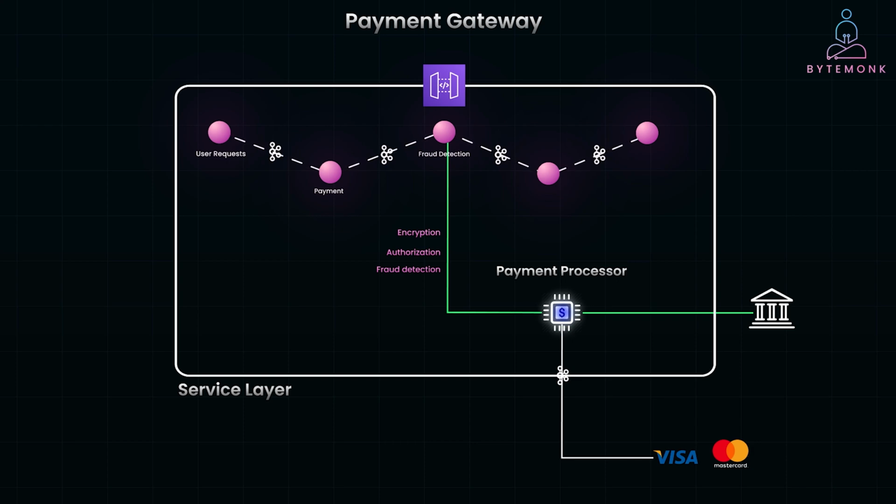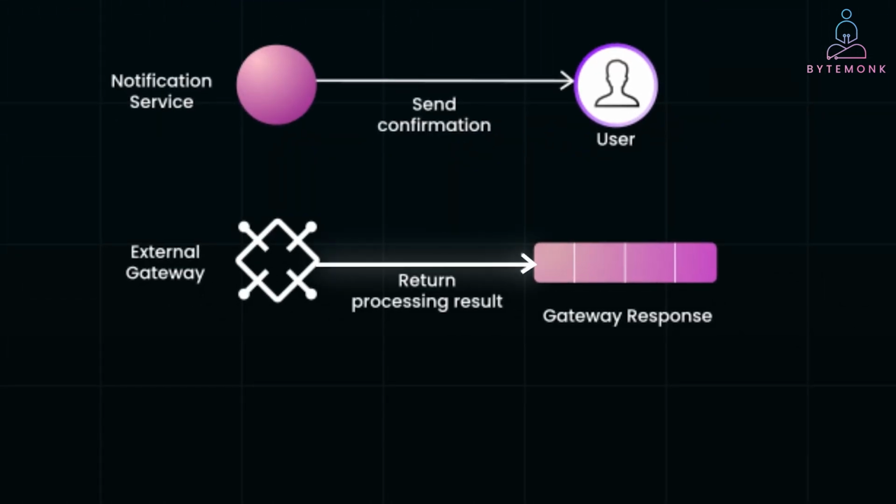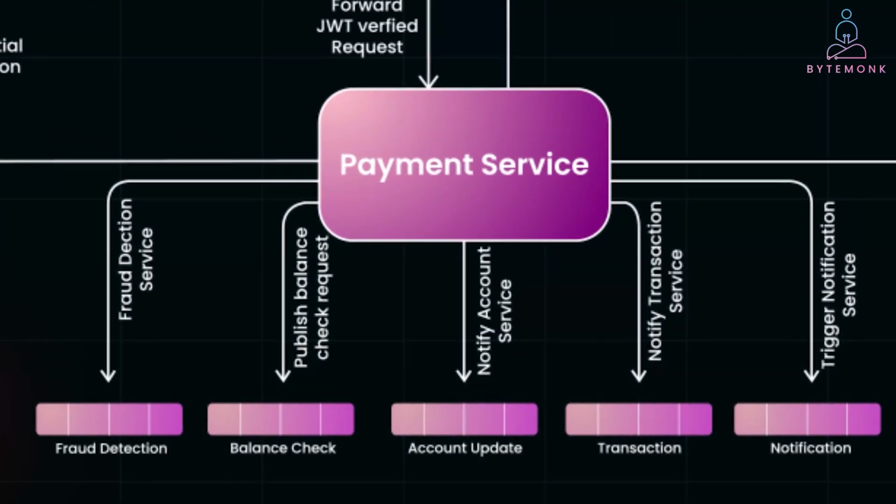Alright, coming back to the topic, the payment service may need to interact with an external payment processor like MasterCard or Visa to authorize and settle the payment. It publishes a request to the payment gateway queue in Kafka, which is processed asynchronously to avoid latency for the user. Once the external gateway, for example Visa, processes the payment, it sends a response, for example payment approved or declined, via the gateway response queue. The payment service then consumes this response and determines the outcome of the transaction.